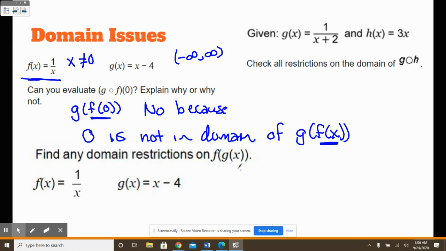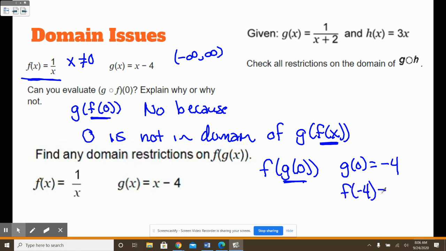Now, could I do f of g of 0? Well, what is g of 0? g of 0 is negative 4. 0 minus 4 is negative 4. What's f of negative 4? f of negative 4 would be 1 over negative 4, or negative 1/4. So you could do that.